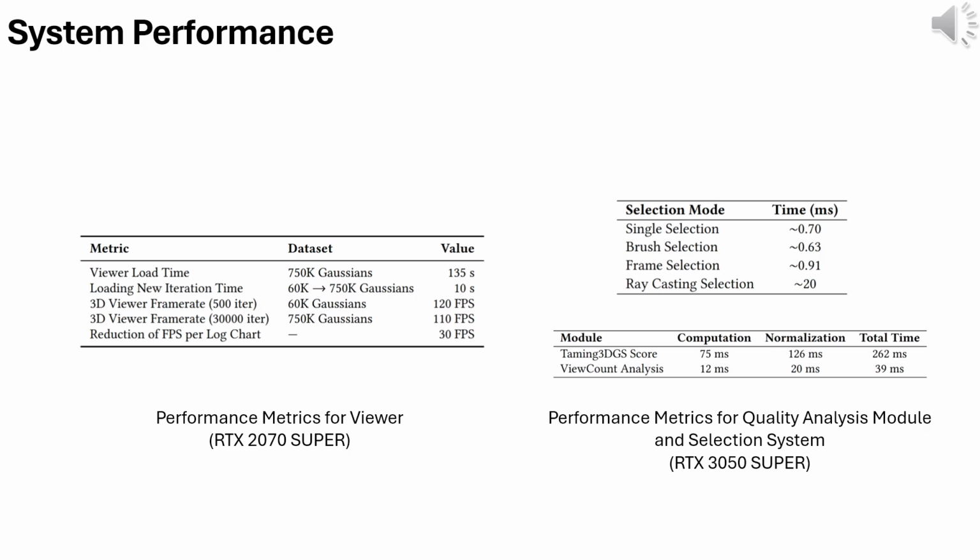Our viewer achieves good performance with FPS around 110 to 120 FPS depending on the iteration loaded. The performance for the quality analysis and selection system are also good, with the selection able to select in noticeably short amounts of time. Computation of scores is also very quick, at 262 and 39 ms.